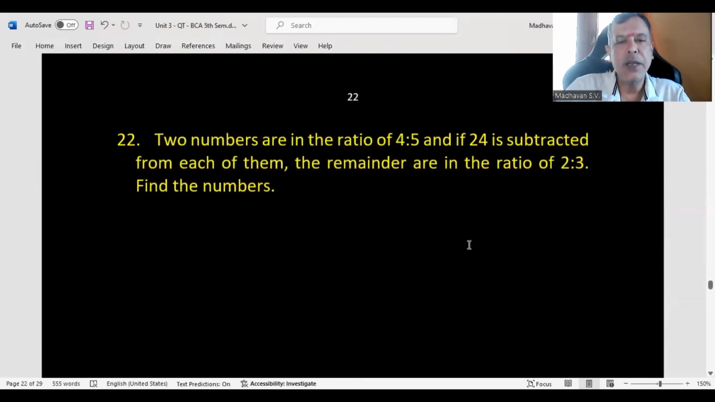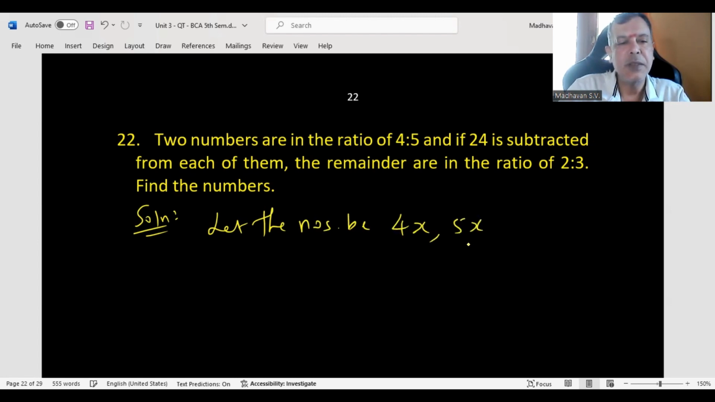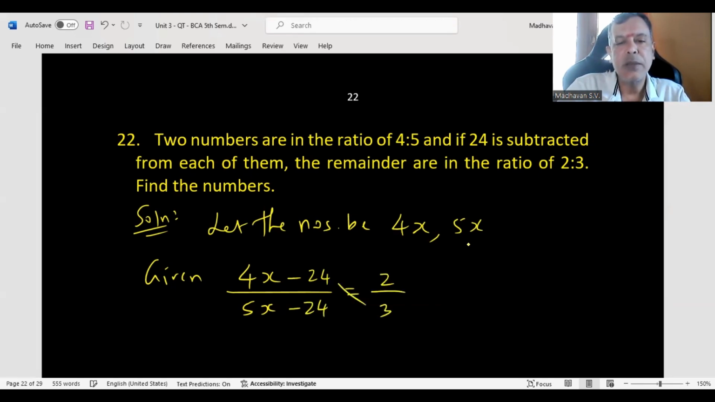Two numbers are in the ratio 4:5, and if 24 is subtracted from each of them, the remainders are in the ratio 2:3. Find the numbers. So let the numbers be, since it is given in the form of a ratio, we can assume the numbers as 4x, 5x. Now what is given? If individual terms are subtracted with 24, the ratio becomes 2 by 3.